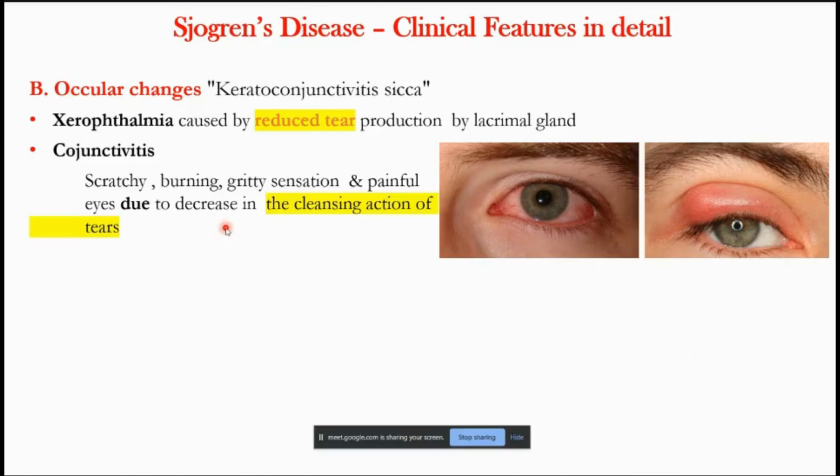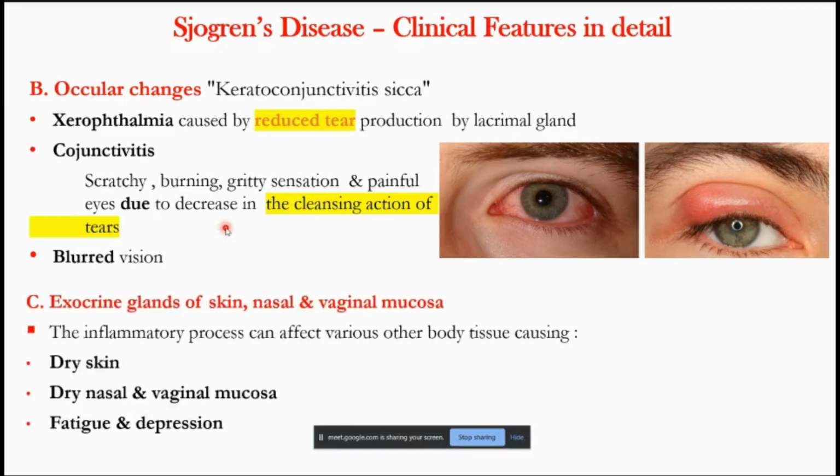Because there is no tear, the cleansing action of the tears is gone. So whenever there is any dust also, it's the tears which are immediately produced as a defense action, and it flushes out whatever has entered your eye. But in case of a dry eye, there are no tears to do that function. So whatever is entering just stays there, resulting in an itching sensation, burning sensation, and a very painful eye. And there could be blurred vision also associated with these patients.